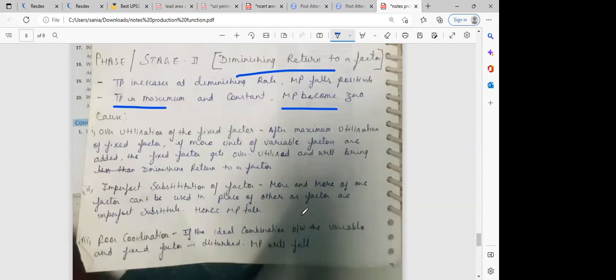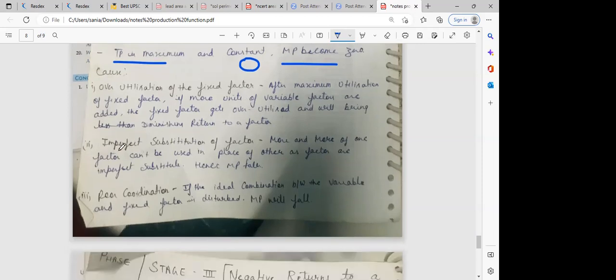Now, what are the causes? So overutilization of fixed factor. Over here, for example, a marriage is going on. This is the land. Over here, only 10 people can come. But now what you did, you called 50 people. So it is overburden, right? Overutilization of fixed factor and imperfect substitution of factors, right?